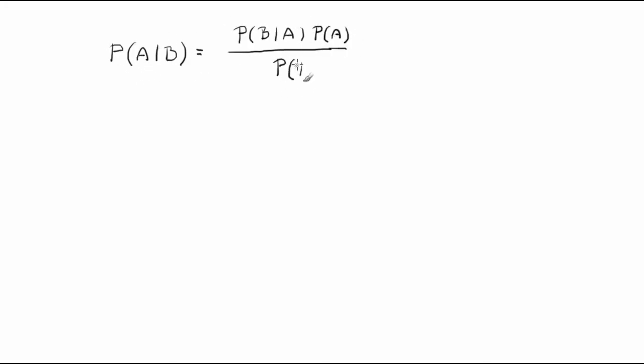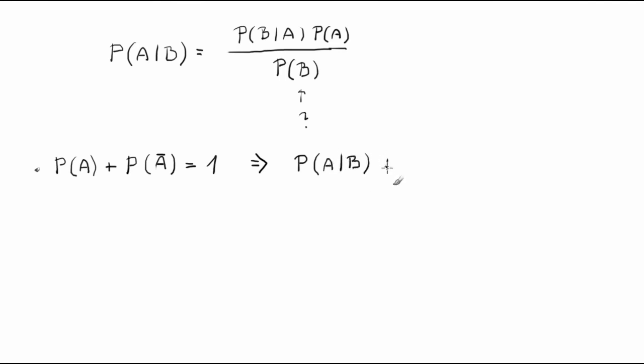It is useful to show explicitly how the term P of B in the Bayesian theorem can be calculated. Let's write down the Bayesian formula again. From the basic properties of probability, we know that probability of A plus probability of not A must equal 1, because A and not A are mutually exclusive events. From this follows that the same rule must apply also to the conditional probabilities. So probability of A given B plus probability of not A given B must be equal to 1.